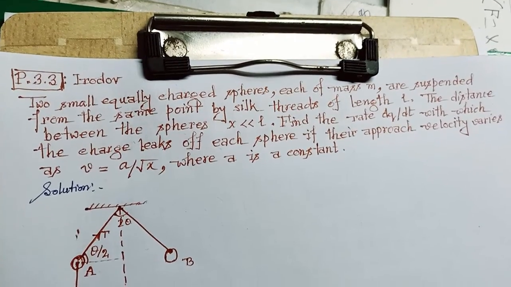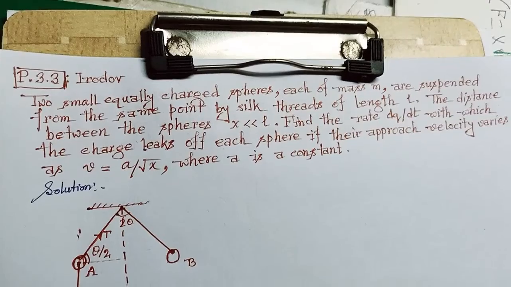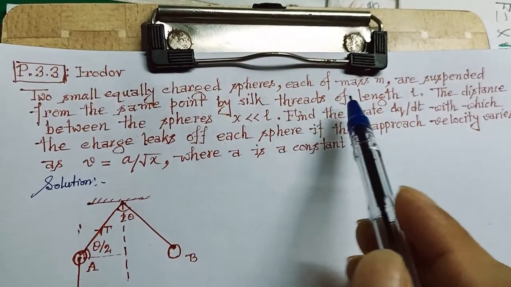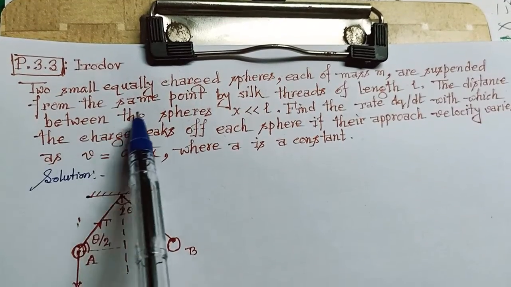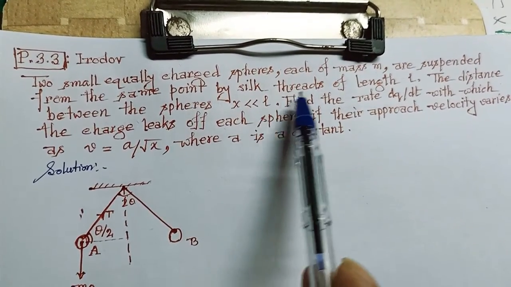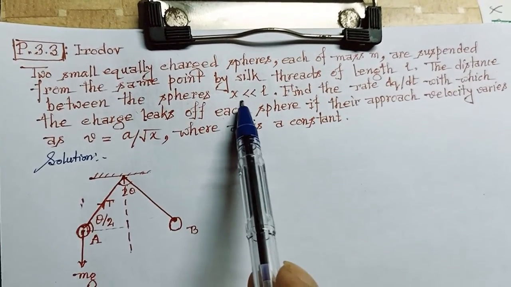Problem number 3.3 from Irodov, Electrodynamics. In this problem, it is given that two small, equally charged spheres, each of mass m, are suspended from the same point by silk threads of length L. The distance between the spheres is x, less than L.